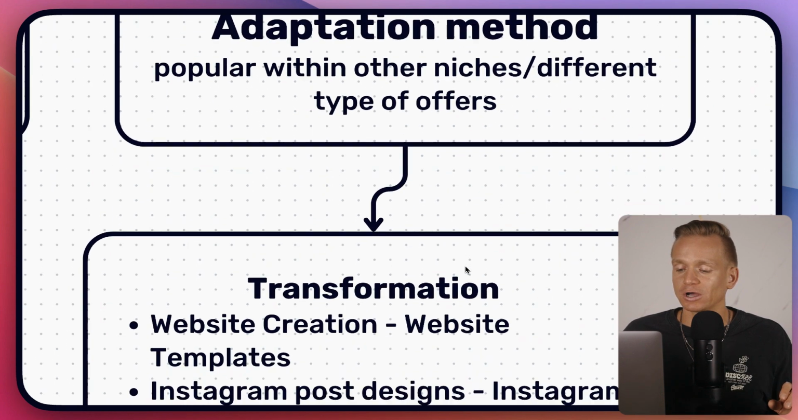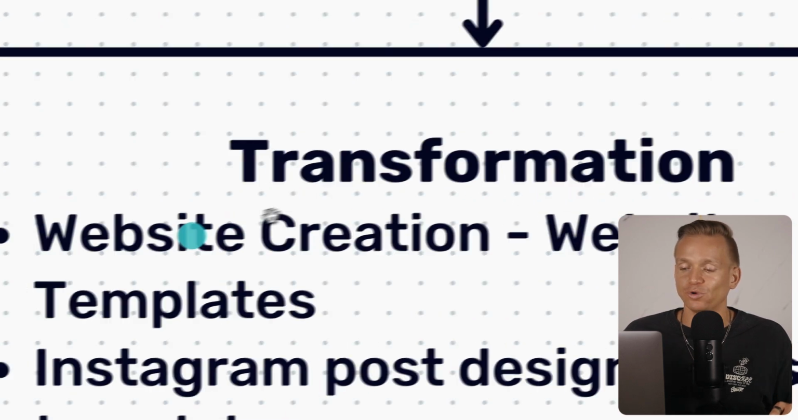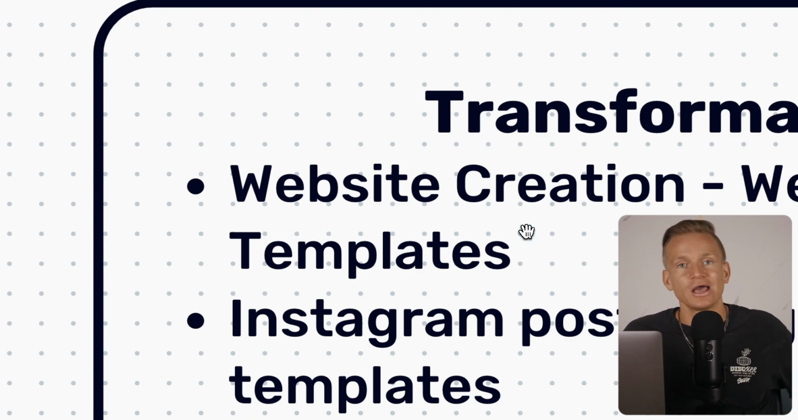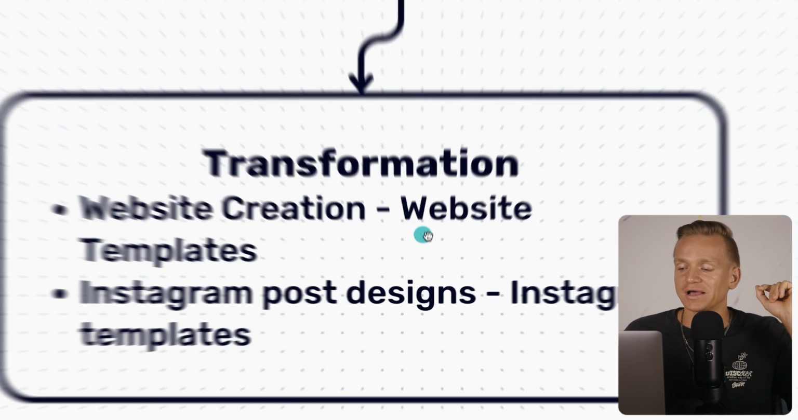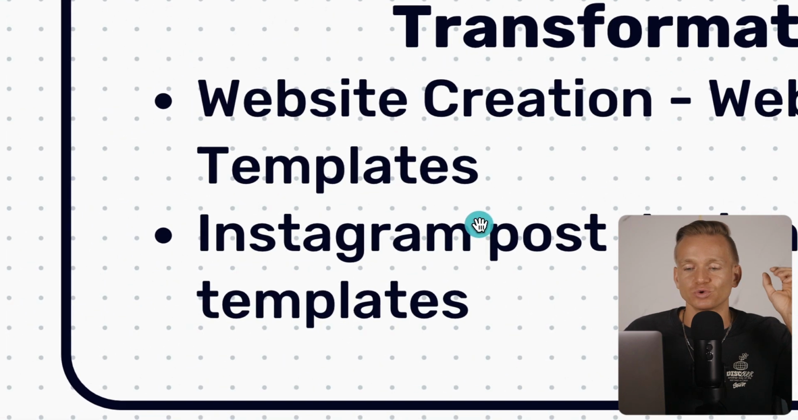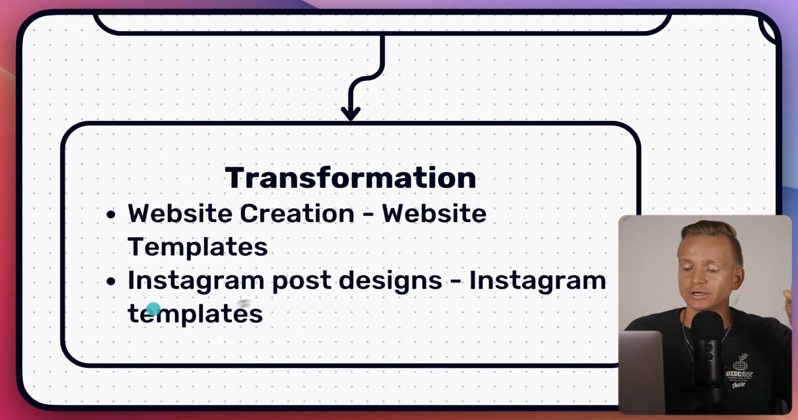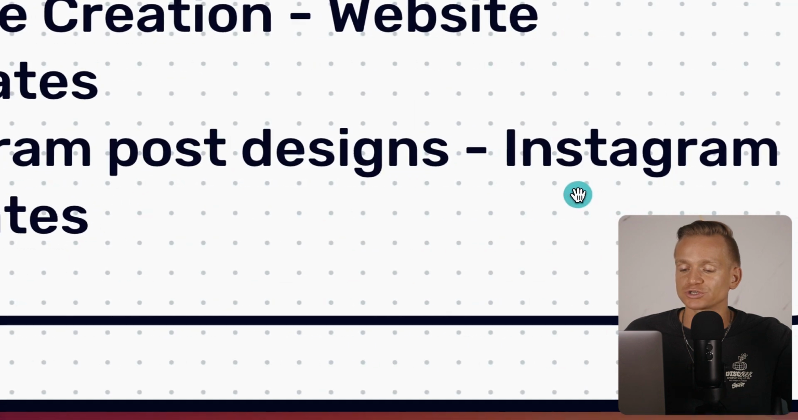So just to give you a quick example, let's say we're transforming a certain offer. For example, we have something like website creation. This is obviously a very popular service. All the people need website creations. And if we go to Fiverr, we will find some really well selling services that are website creations. So instead of that, we create website templates. So we're creating an offer now that is specifically just this product. Instagram post design, again, a service that's very popular. Instead, we can just create Instagram templates.